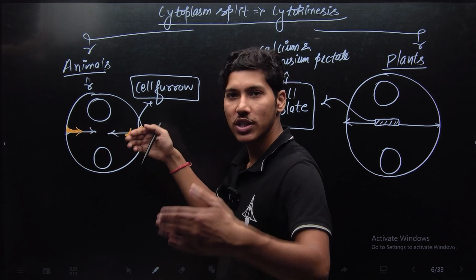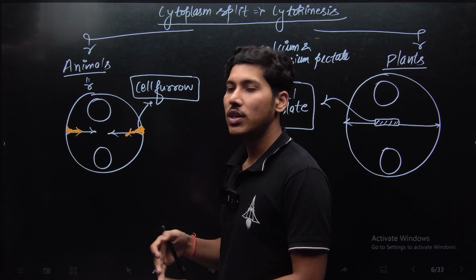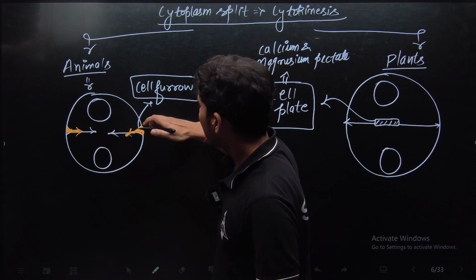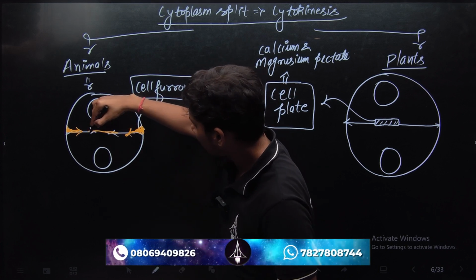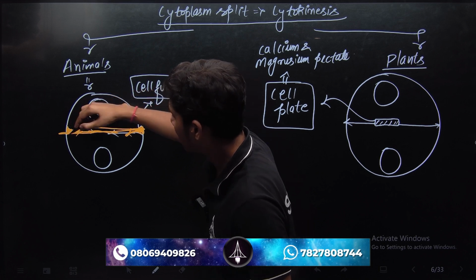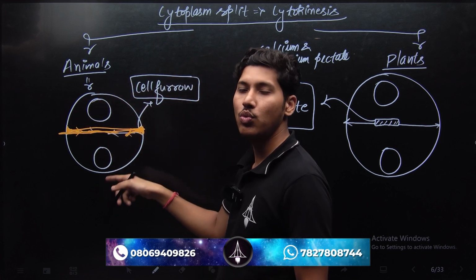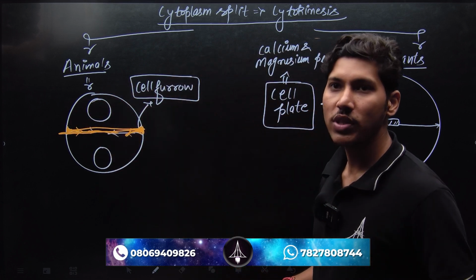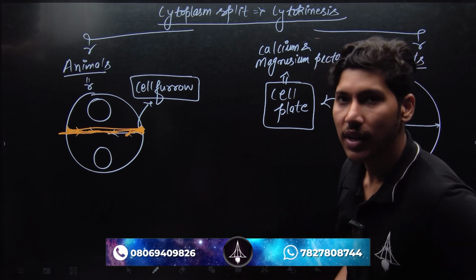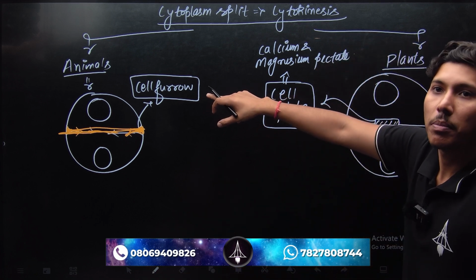Which gradually starts to come inside and move toward the center, and hence it joins at the center, and hence the one cell containing 2 nuclei divides into 2 cells containing one nucleus each. Clear? This is known as the cell furrow method.